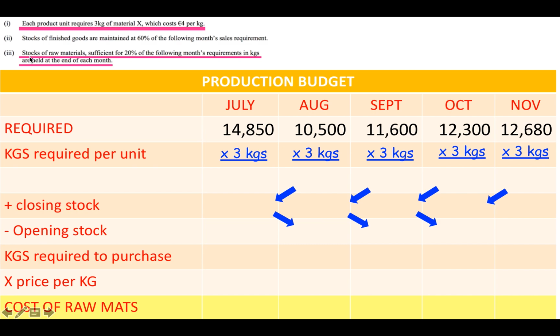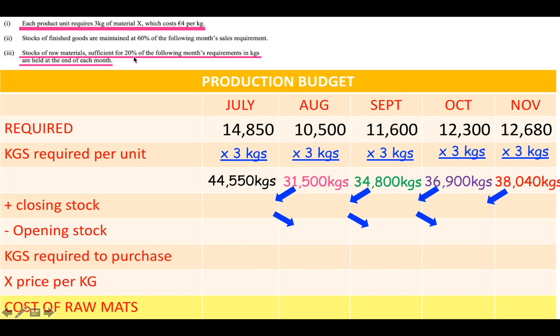Okay, and then we're told stocks of raw materials sufficient for 20% of the following month's requirements in kgs are held at the end of each month. So what we have to do is find 20% of the following month and put it into the closing stock of the previous month. So in August, we need 31,500 kgs, multiply that by 20%, and that is what they want to have in July as closing stock. July's closing stock is going to be August's opening stock. So that's your 20% there of your 31,500.